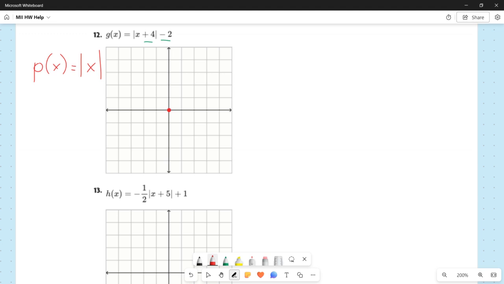When we look at our equation for g of x, the first thing that we have to pay attention to is this x plus 4. The x plus 4 tells us that it has been shifted 4 units, and because it's x, it's either left or right, and because it's plus 4, when you see plus 4 like that, it's been shifted 4 units to the left. So it's been shifted 4 units to the left.